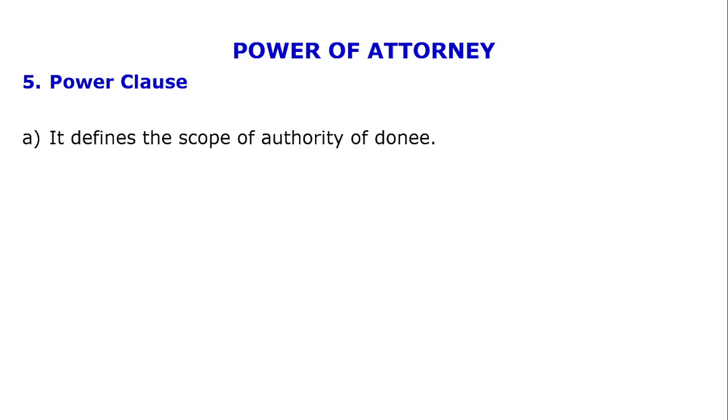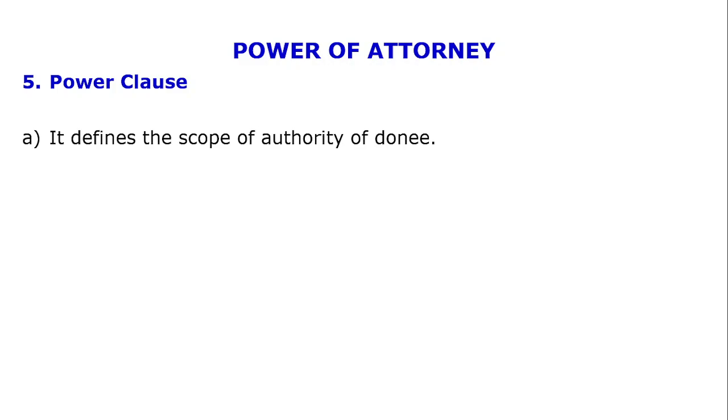We have been able to see the day of the commencement of authority. If it was supposed to include a recital, it has been included. If it was supposed to, of course, it will include an appointment clause. The appointment clause has disclosed the identity of the donor as well as the donee. What the power clause now does is to define the scope of the authority of the donee.